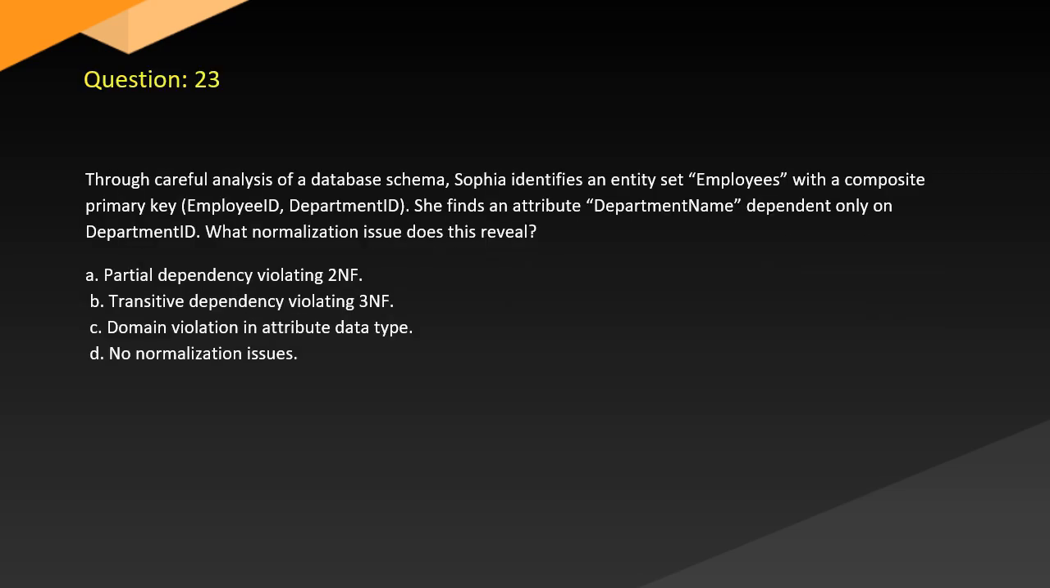Question 23. Through careful analysis of a database schema, Sophia identifies an entity set of employees with composite primary key employee ID, department ID. She finds an attribute, department name, dependent only on department ID. What normalization issue does this reveal? A. Partial dependency violating 2NF. B. Transitive dependency violating 3NF. C. Domain violation in attribute data type. D. No normalization issues.